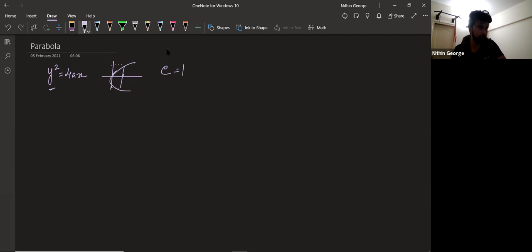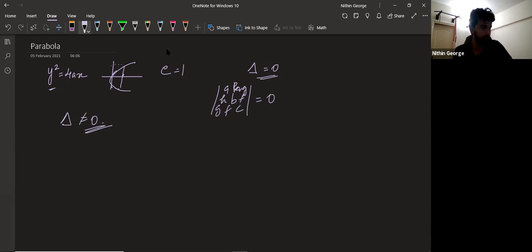Okay. So I told you, for a pair of straight lines, delta will be equal to 0. What is delta? This determinant of a, h, g, f, should be equal to 0. For conics, it is not equal to 0.